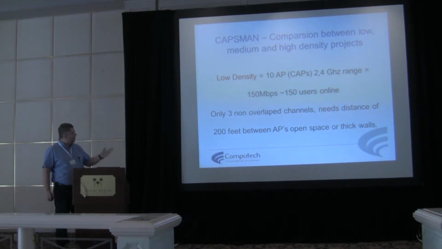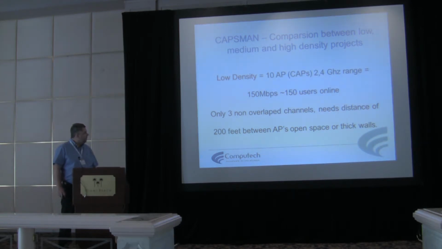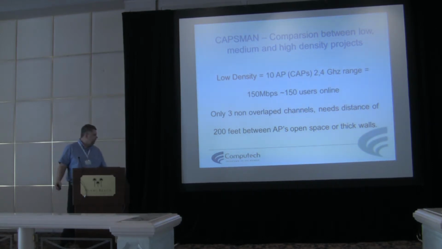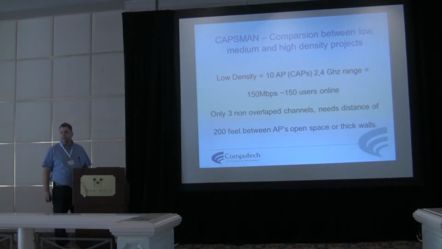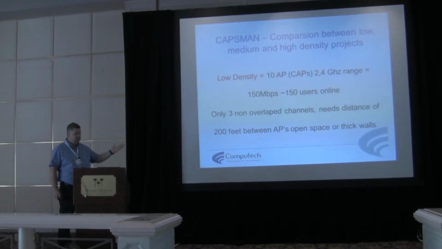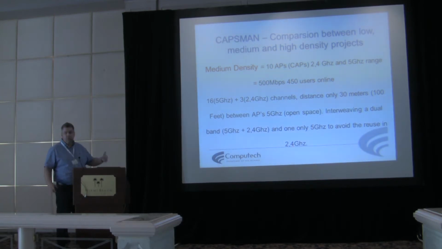Here is a comparison and a graphic for low density: 10 users, 10 APs, 2.4, 150 megabits, 150 users. The airtime used is 1 megabit per user online. Only 3 channels, and you need a distance of 200 feet between APs in open space, or you have to count on brick walls. So if you have a too big and open space, you cannot use this solution, only this solution. You will fail. I'll talk to you more in the future about it.